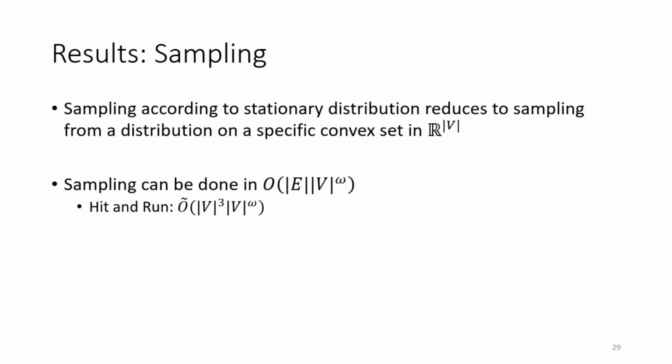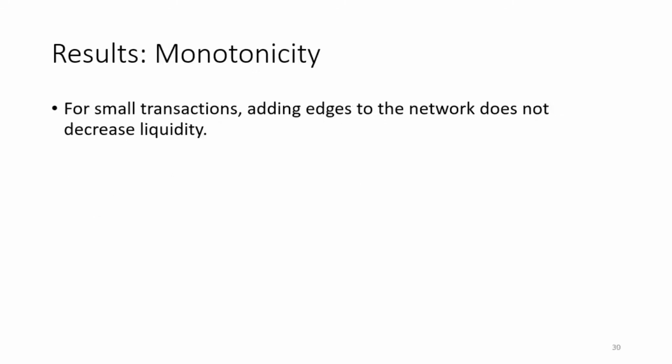But in fact, our particular convex set has a very nice decomposable structure, and so sampling can actually be done faster than with generic methods such as hit and run. And finally, we show that for small transactions, adding edges to the network does not decrease liquidity. This means that if, say, I'm a business operating in a payment network, my competitor can't come along and add edges to the network, and in doing so, hurt my ability to accept payments from customers.